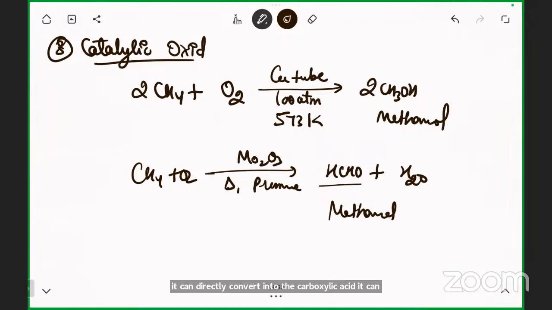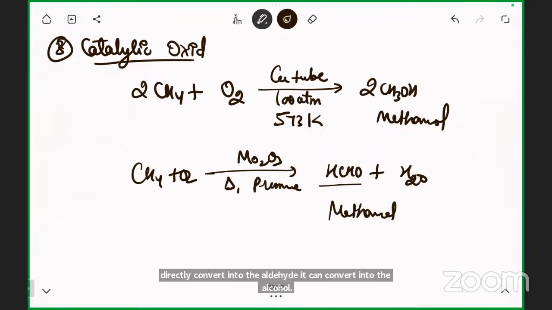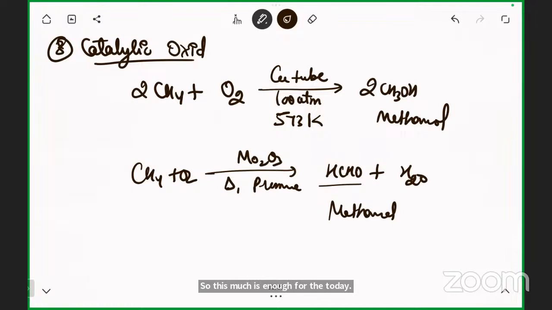So this much is enough for today. Revise this. Tomorrow we have the aromatization reaction, the isomerization reaction, uses, and stereoisomerism in this alkane portion, and that portion will be done. We'll start alkene from next week. Tomorrow I'll complete this.